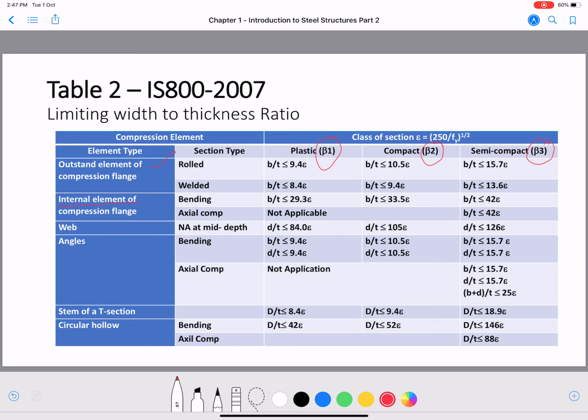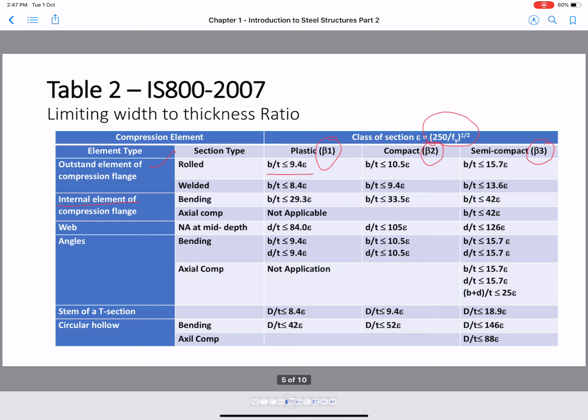So B by T, for example, if you take this example, B by T is less than or equal to 9.4 epsilon. The epsilon is nothing but the square root of 250 by Fy. Based on that, the limiting values of beta 1, beta 2, beta 3 have been given, and we need to apply them in order to achieve the section classifications.